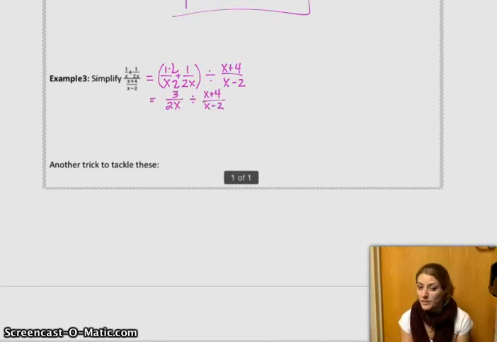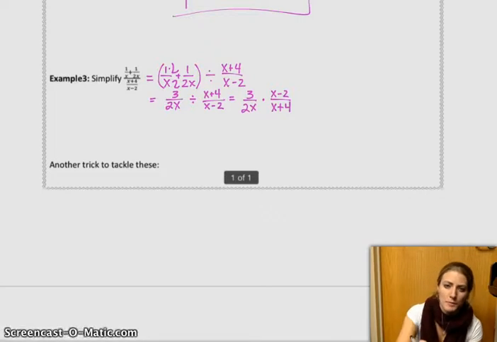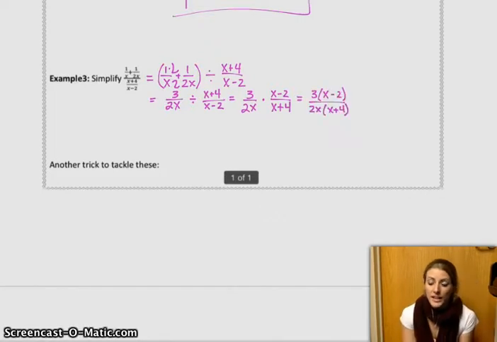All right, now we have a normal division of rational expressions. Just solve it. Multiply by the reciprocal, and then multiply straight across. I've got 3 times x minus 2 over 2x times x plus 4. And if you can cancel things, great, do it. In this case, again, you can't cancel anything. There's no common factors between the numerator and denominator.